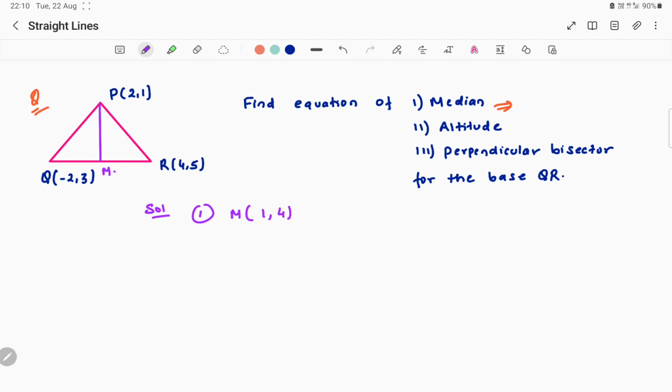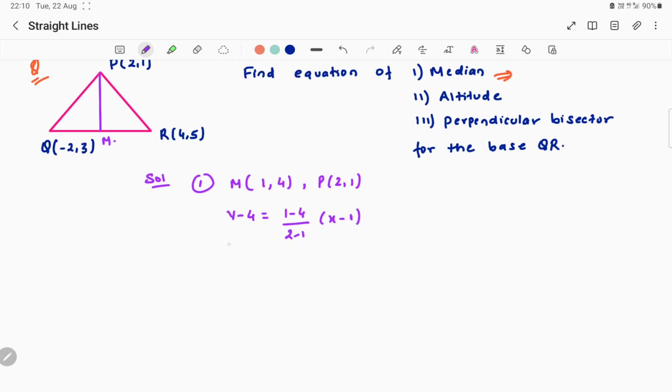Is it okay? Now you know P also, isn't it? P is how much? 2 comma 1. So if you want the equation of median, it will be what? Y minus 4 is equal to (1 minus 4) by (2 minus 1) into (x minus 1). What I have used is the 2-point form. Y minus y1 is equal to (y2 minus y1) by (x2 minus x1) into (x minus x1), and evaluate this. So this is the answer. Simplify this and get the final answer. I hope you can simplify this, so I'm not going into it.